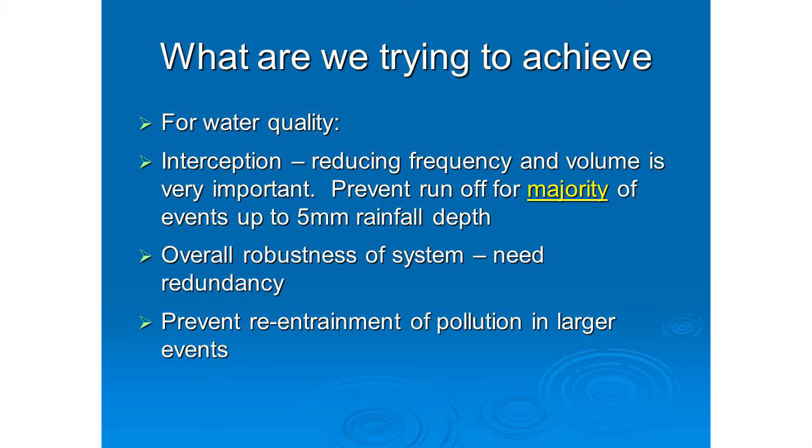For water quality, Bridget's already discussed interception. Very, very important in terms of reducing the overall pollution load on receiving watercourses. Bridget's already explained this, but the key thing is that it's preventing runoff from a development for the majority of events up to 5 millimetres. You don't have to have interception for every event. Eventually the ground will get saturated, the system will get saturated, and for some larger events you won't get that 5 mil, and that's not a problem.